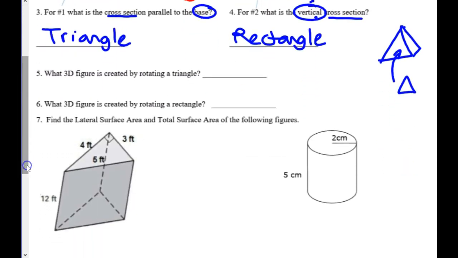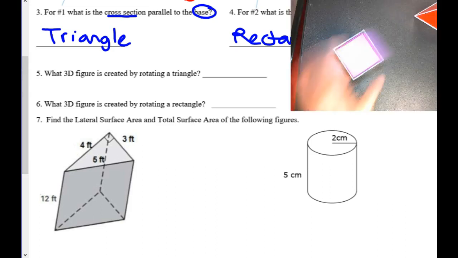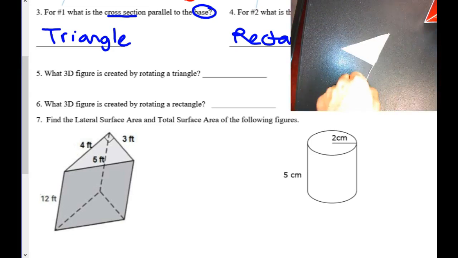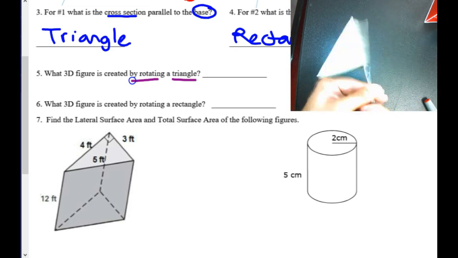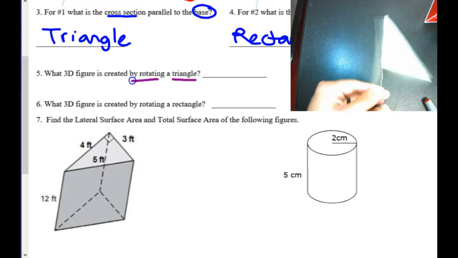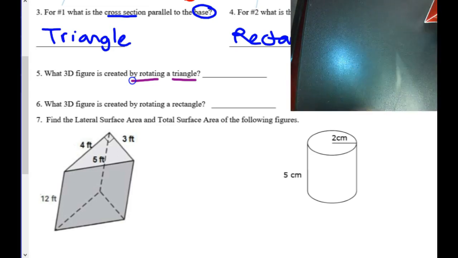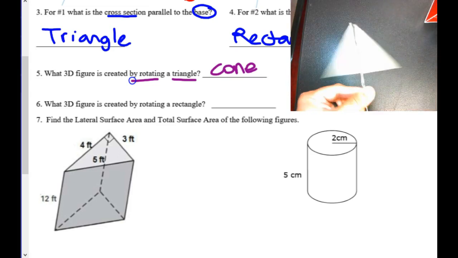So, number 5. Now we're going to revisit this idea of rotations, right? Now remember this? Now look at number 5. What 3D figure is created by rotating a triangle? Okay? So, y'all remember when we took this triangle and I said, imagine that I spin it super, super fast. And if I spin it super fast, you'll notice the bottom makes a circle, the top is pointy. What do I call that? A cone. You have to know that. That's why you're going to get some practice today, and I'm telling you again today. I'll probably tell you again tomorrow, but you got to know. If you take a triangle and you rotate it, you're going to get a cone.